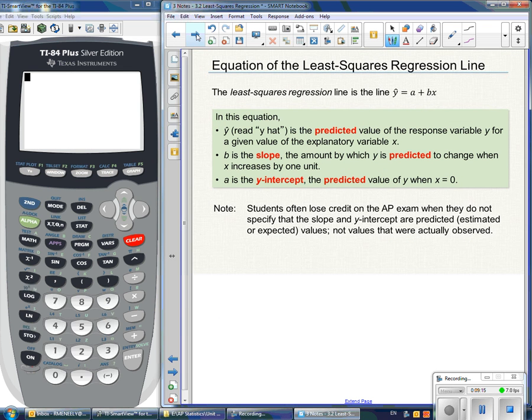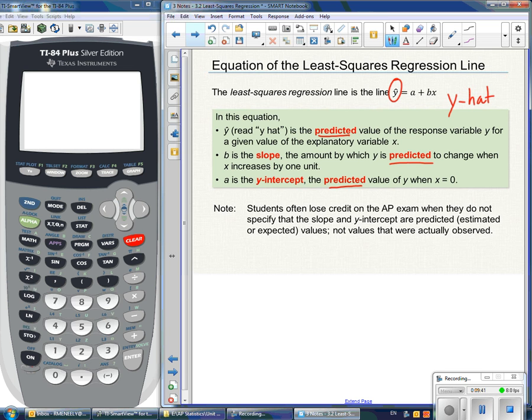Okay, before I do that, let's reiterate what the slope and the y-intercept represent. The least squares regression line, again, notice that we use this symbol on top of the y. There's a little caret. That is called y hat. And we use the symbol to indicate that it is simply a prediction. Everything we're doing with our model is simply going to provide us with a prediction.